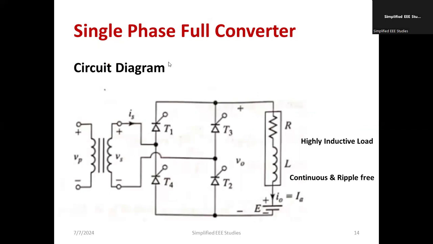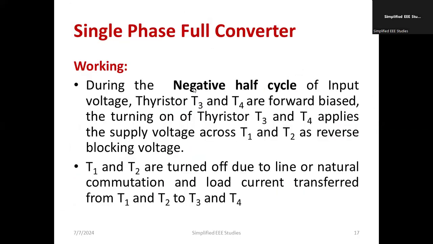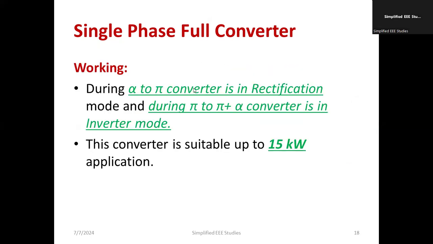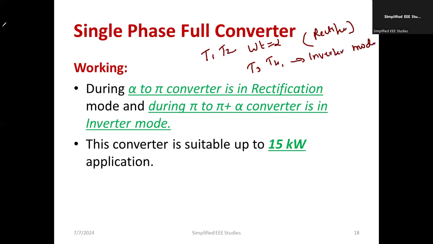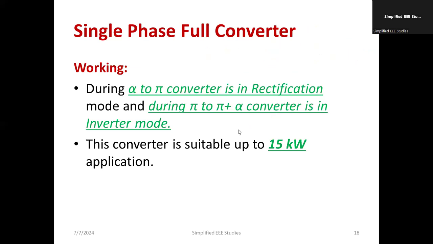Now, we'll talk about the mathematical analysis. One more important thing you can observe: the converter during the positive half cycle, T1 and T2 conduct at omega t is equal to alpha. At this spot, the device will work in rectifier mode, and conversely, during the negative half cycle it will act in inverter mode. Rectification mode and inverter mode, this point also you have to remember. Now we'll do the mathematical analysis. Simple mathematical analysis we'll perform.